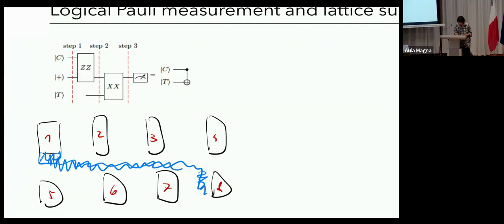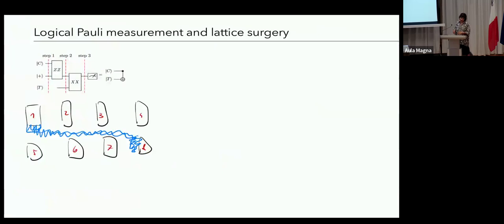But what is more relevant about this is that, as before, whenever you do a logical gate with this method, one single error in the measurement of ZZ or XX can give you the wrong logical measurement. Maybe I should go into one or two details.